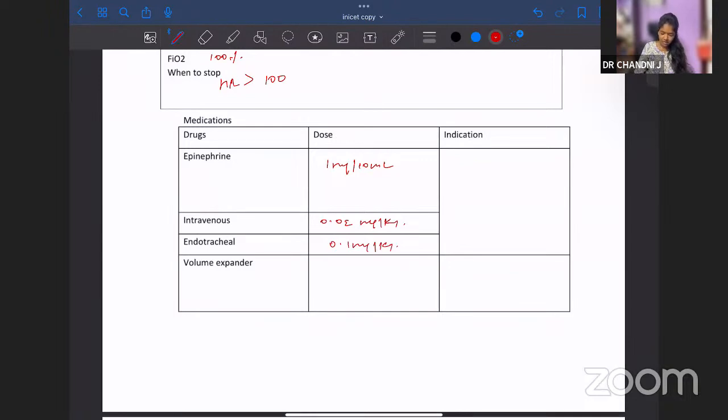Okay. Volume expanders, if you suspect shock, you use normal saline or O negative blood. The dose is 10 ml per kg. Remember this alone. That is enough. Okay.